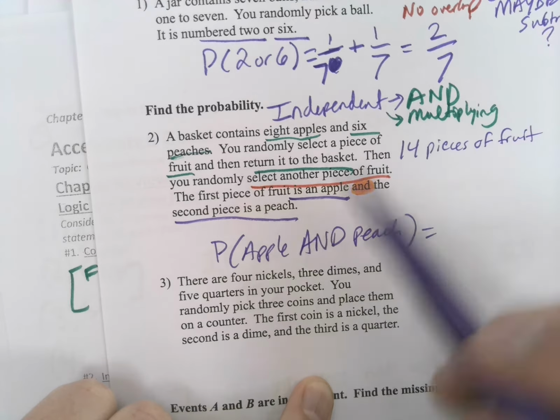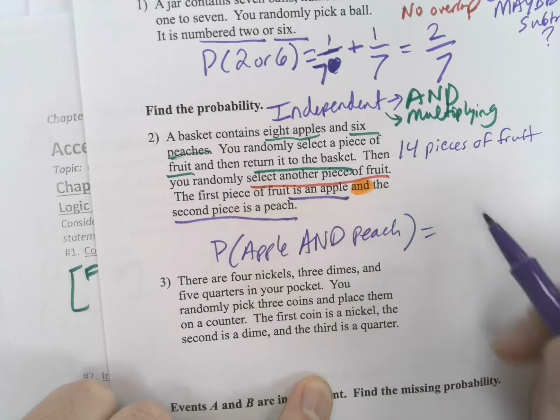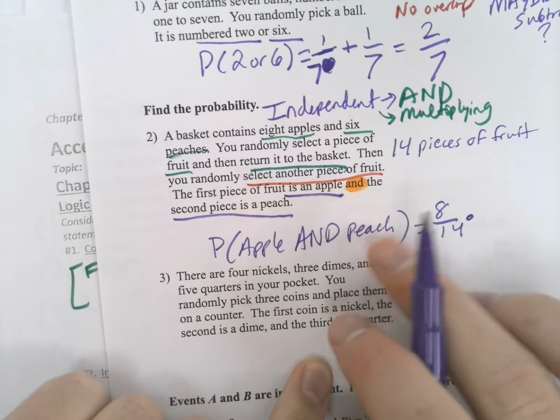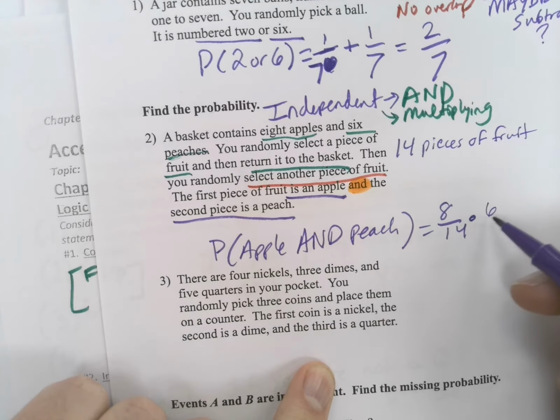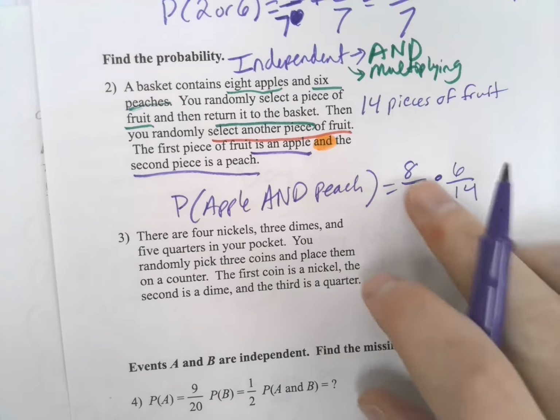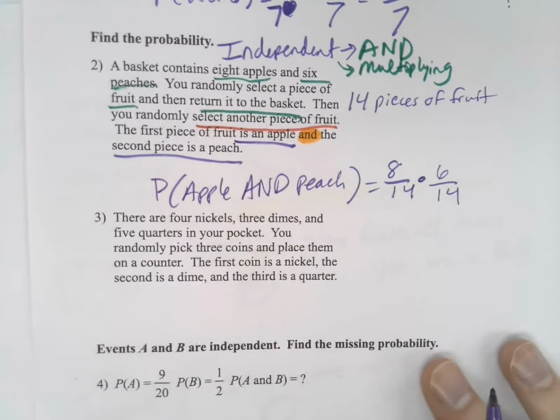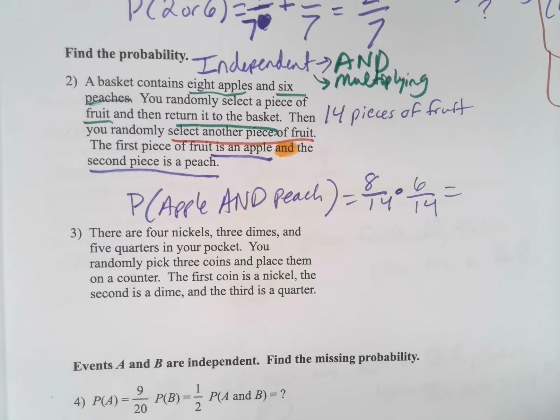Out of these 14 pieces, how many are apples? Well, 8 are apples. Times, how many are peaches? 6 are peaches. So 8 over 14 times 6 over 14. And I'm going to give you guys a chance to multiply this out and see what this simplifies down to. So let's pause the video and give it a shot.